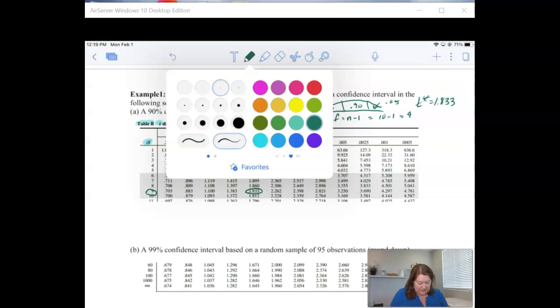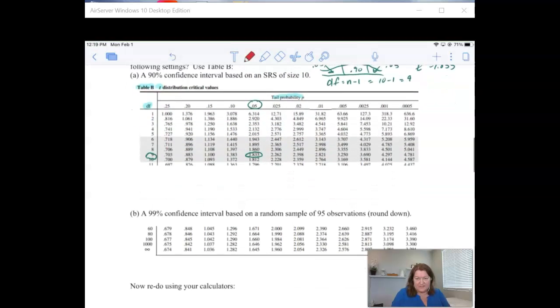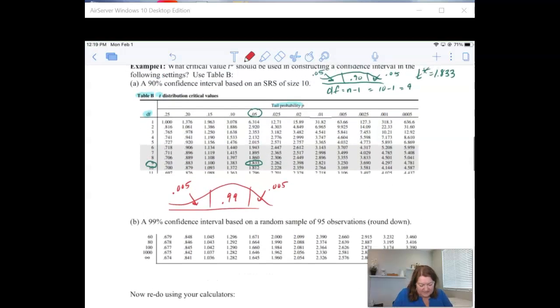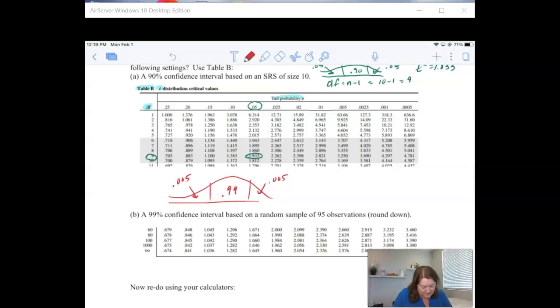This time we are going to use a 99% confidence interval. So in a 99% confidence interval, 99 in the middle, that leaves me 1% to split. So that's 0.005, 0.005. So again, looking at the top, 0.005 is this one right here, this column. And then for degree of freedom, it's 95 minus 1, which is going to be 94.